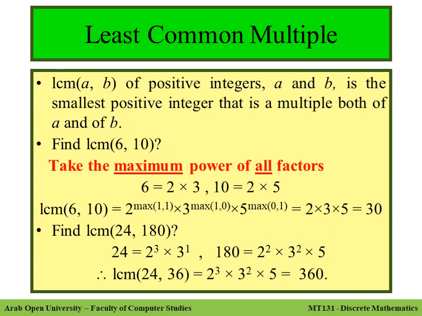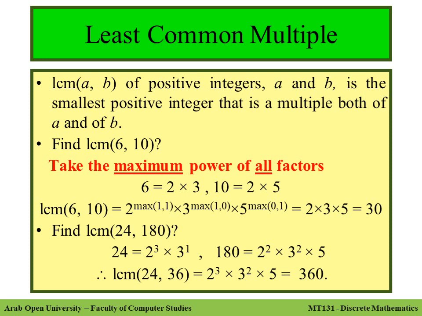Now, least common multiple. First of all, a common multiple for two integers a and b will be a number that's a multiple of a and also a multiple of b. There could be several. If you take the product a-b, it will be a multiple of both. There could be several common multiples. We pick the least, and that gives us the least common multiple, or the LCM of a and b. Then, by definition, the LCM, the least common multiple of positive integers a and b, is the smallest positive integer that is a multiple of both a and b.